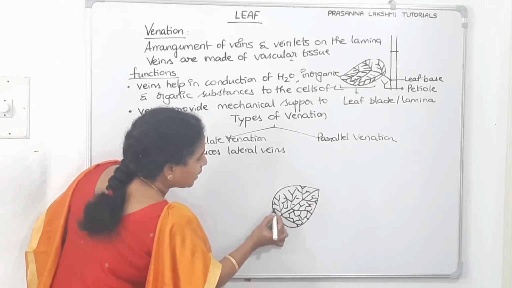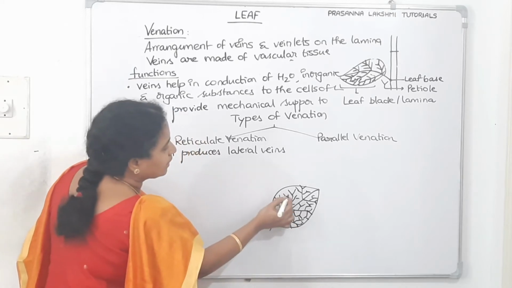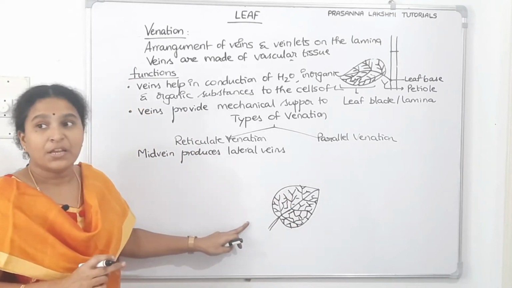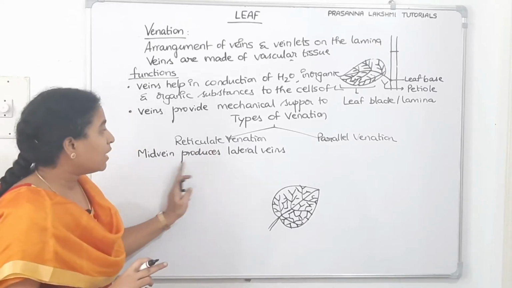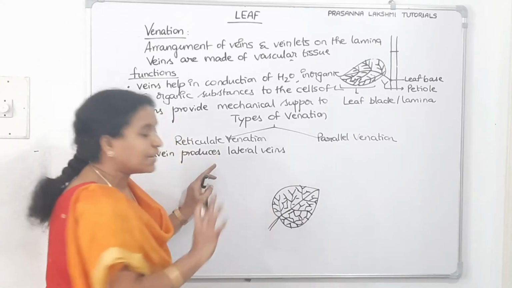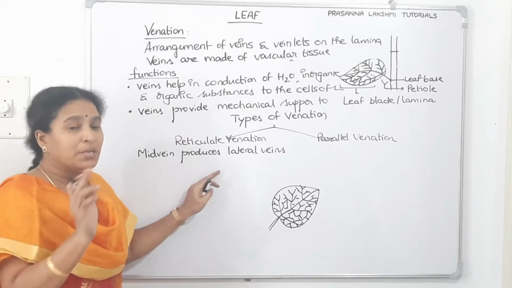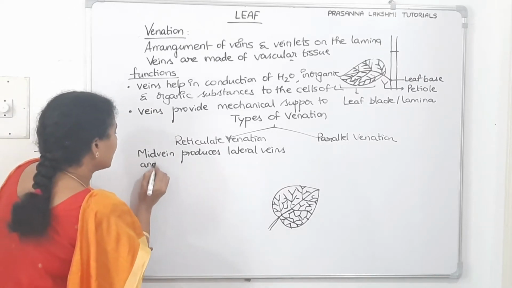Such a type of venation is called reticulate venation. So reticulate venation means the midvein produces lateral veins. I showed you these are the lateral veins. It produces numerous lateral veins and veinlets.